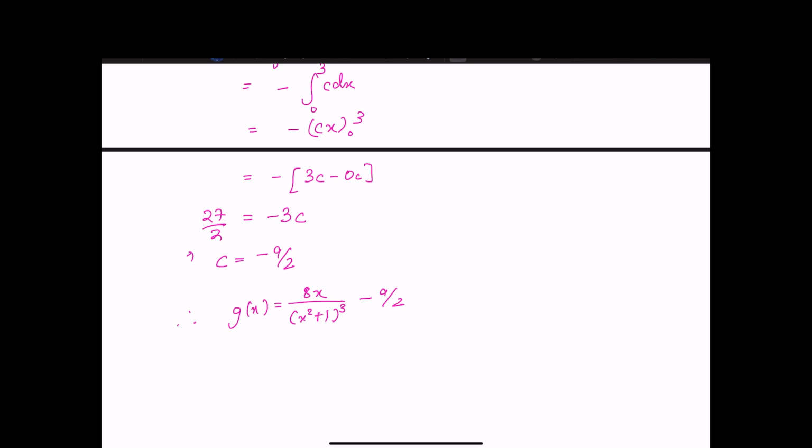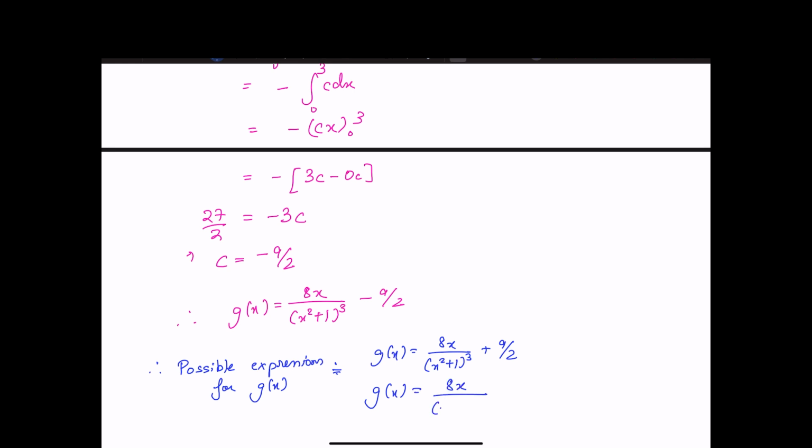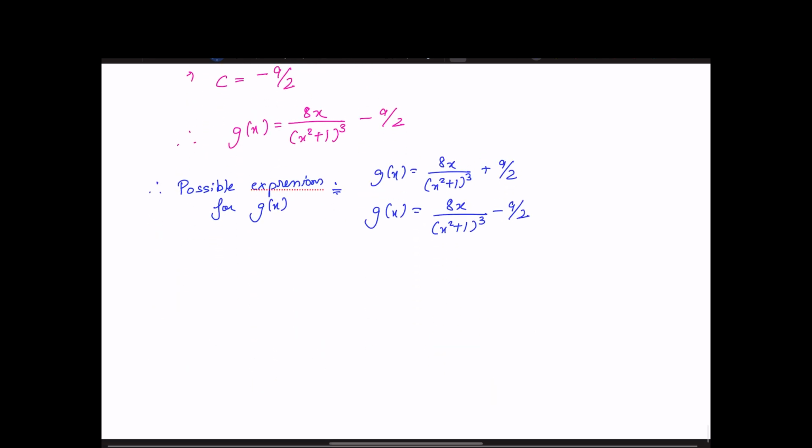I'll just finally list them here. The first is gx equals 8x by (x square plus 1) whole cube plus 9 by 2. And for the second case, it will be 8x divided by (x square plus 1) whole cube minus 9 over 2. So with this, we have come to an end of this paper.